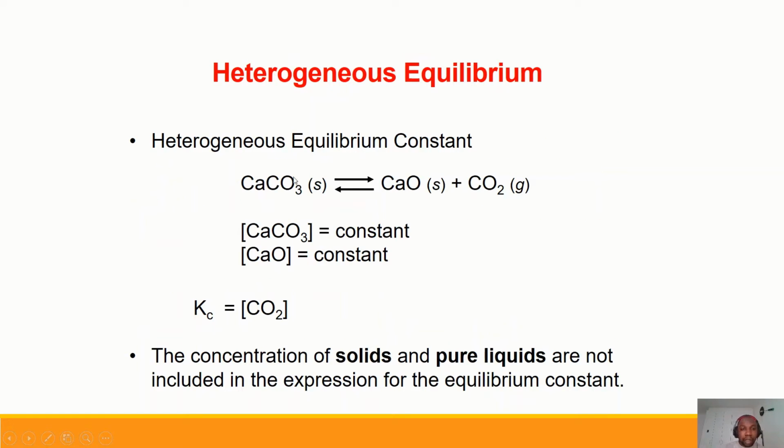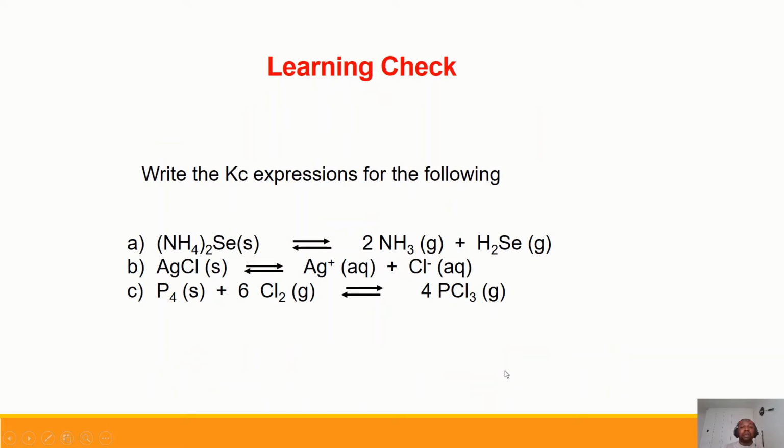So for example, you can see calcium carbonate, solid, is giving us CaO and CO2. So according to what we said in the previous slide, we're going to omit the solids, so we only have gas left. And that is why Kc is expressed as CO2 for this kind of reaction. So your Kc is going to be CO2. We're going to leave the solids and the pure liquids out. So let's try and write the Kc expression for the following.